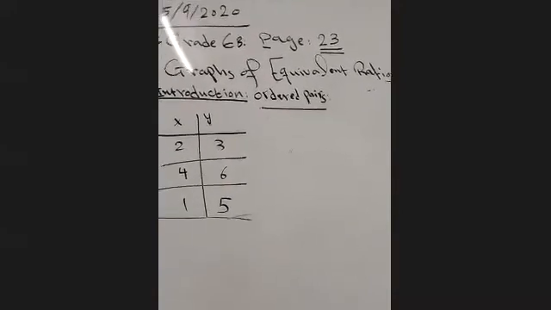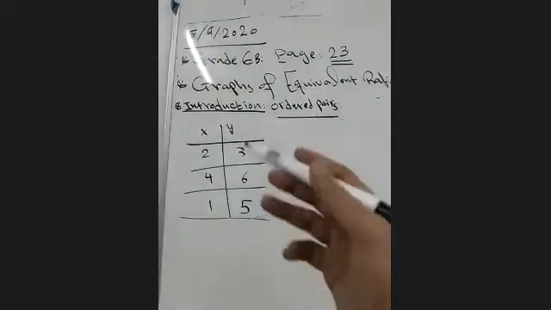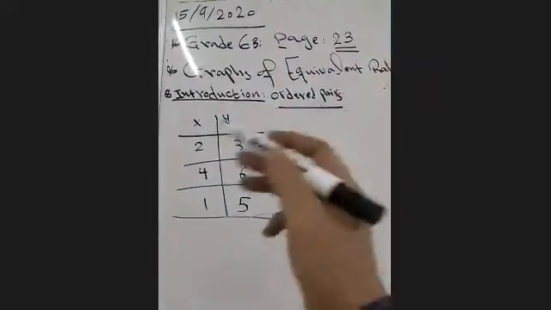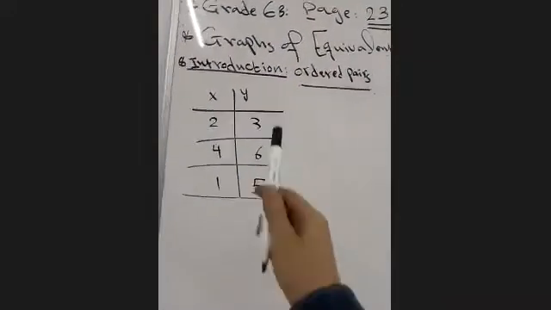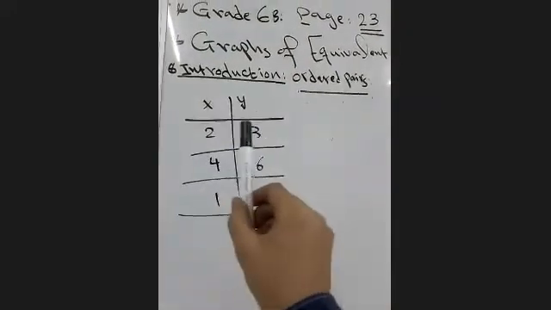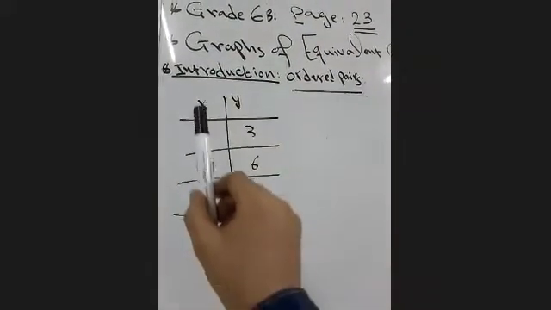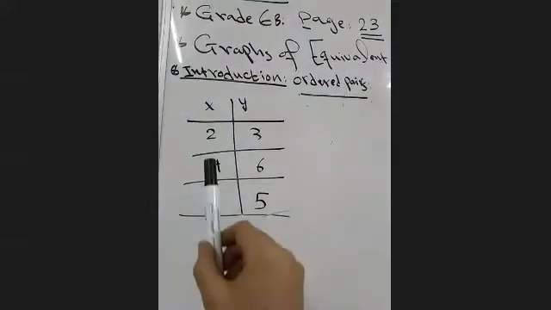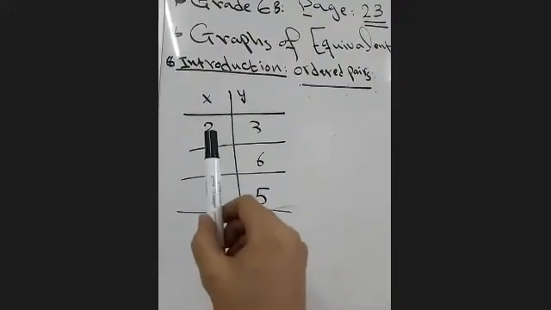Now, guys, before we start the lesson, we have an introduction here. To understand the lesson, we need to understand this introduction. Now we have this table, and this table has two variables, x and y, and each variable has values. Here, 2 is related to 3, 4 is related to 6, 1 is related to 5. It means if x equals 4, then y equals 6. If x equals 2, then y equals 3, and so on.